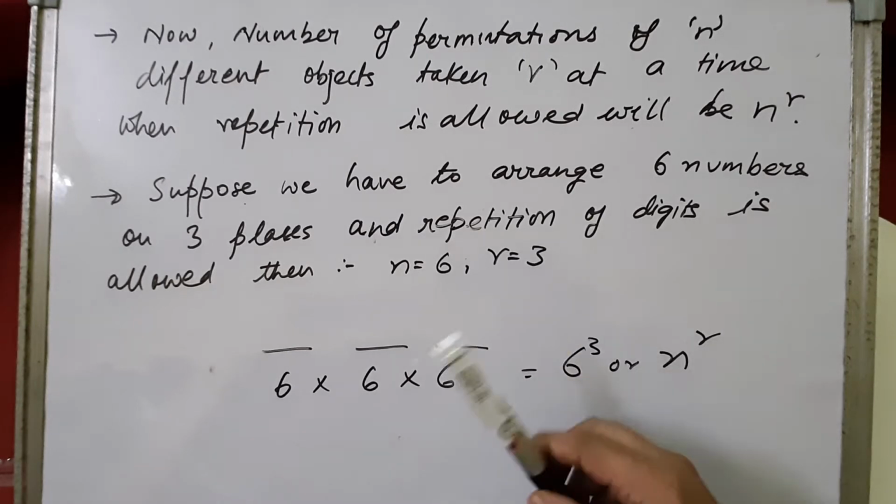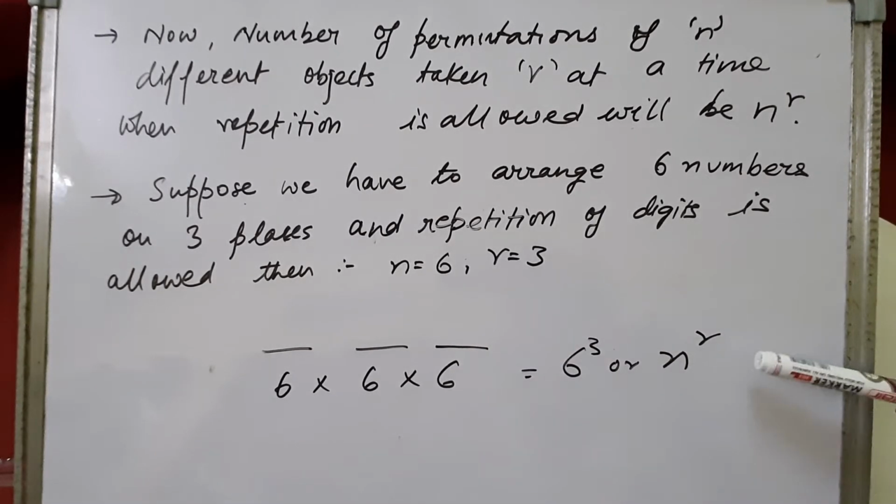So you can see that n equals 6 and r equals 3. This can also be represented as n to the power r. So the number of permutations for n different objects taken r at a time when repetition is allowed is n to the power r. Alright children, note down please.